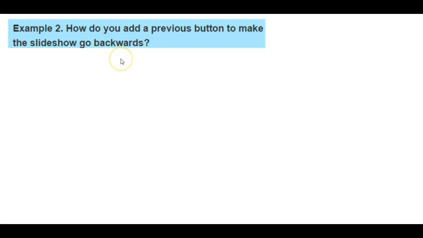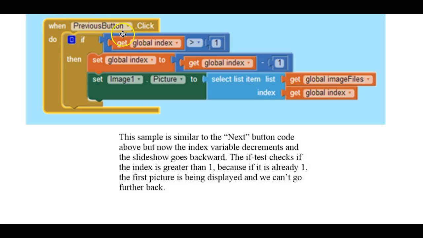So the next question, of course, is how do you add a previous button to make the slideshow go backwards? So what we want to do for a previous button is check to see if the global index is greater than 1. First, we don't want to go backwards off the list. If we go backwards off the list, it causes an error in the program. Most often, that error is entitled index out of bounds.